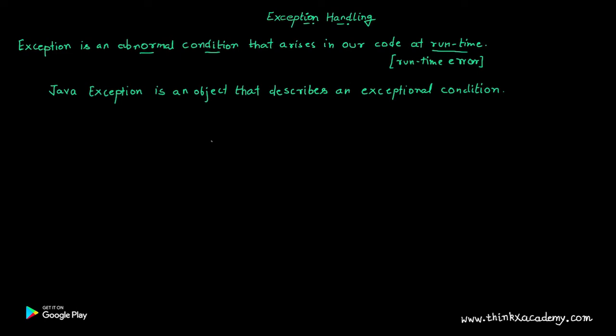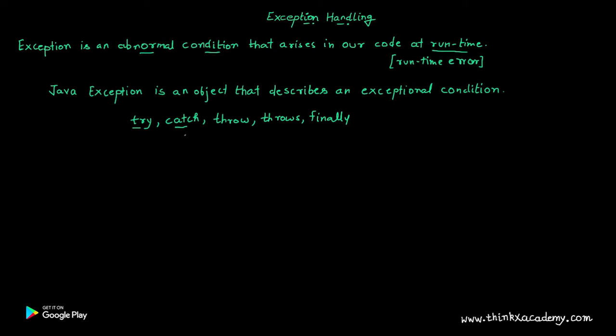Java manages these runtime errors using these keywords. We will write our program and we will see what these keywords actually do. They are try, catch, throw, then throws, and then there is finally. In this lesson, we are going to cover try and catch. In the next part, we are going to cover throw, throws, and finally.